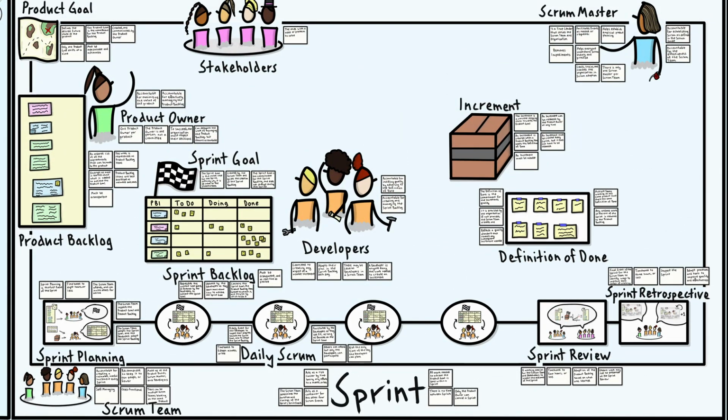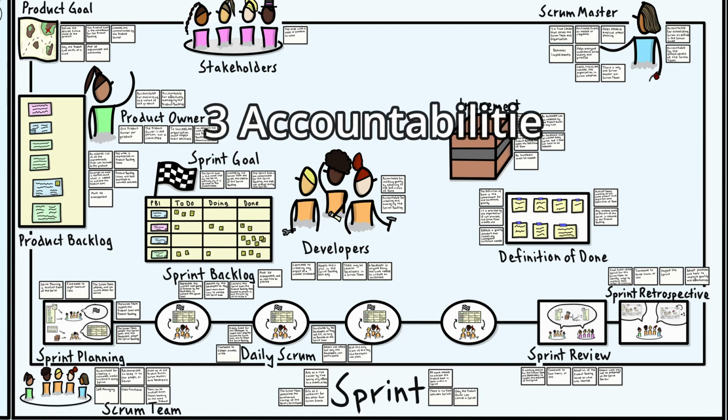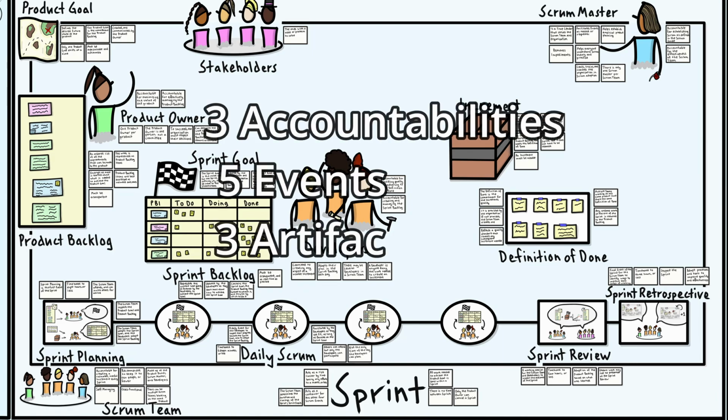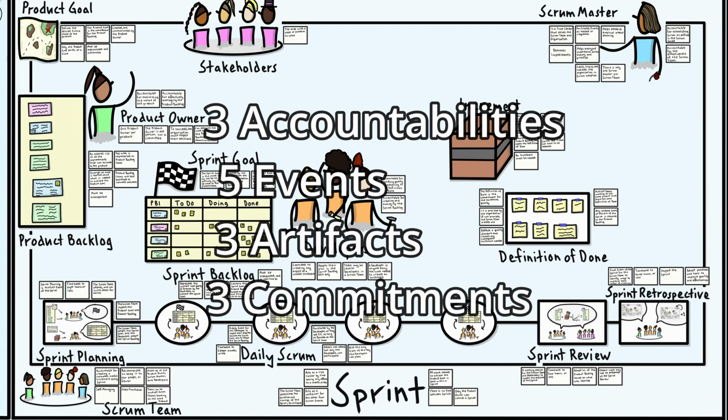So what about the different components of Scrum? I will go over the name, function, and some of the basic rules for each component. And if you want to learn more about how they interact with each other in practice, keep an eye out for the Scrum Deep Dive video on this channel. Now, there are 14 core components of Scrum, categorized as follows: 3 accountabilities, 5 events, 3 artifacts, and 3 commitments.